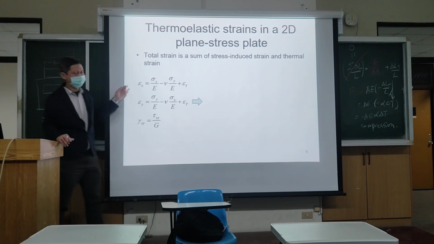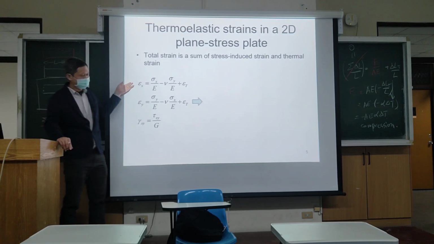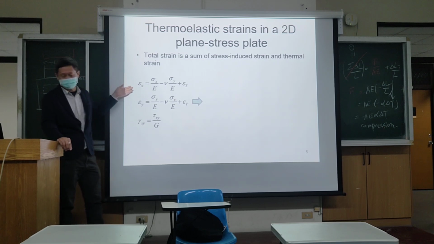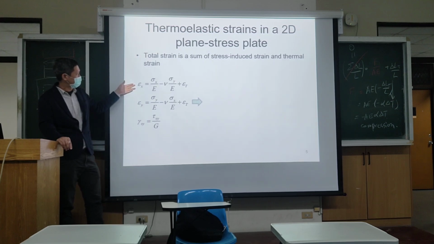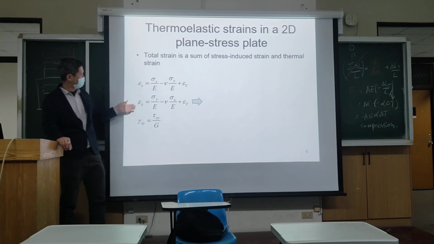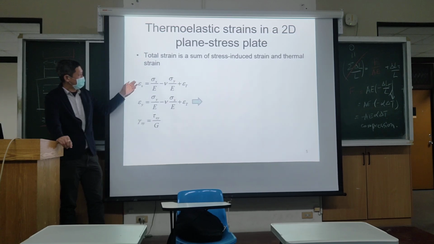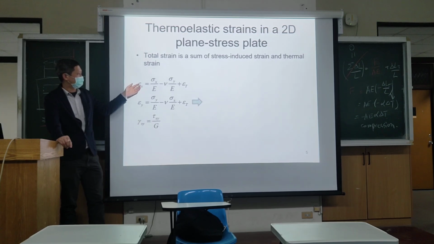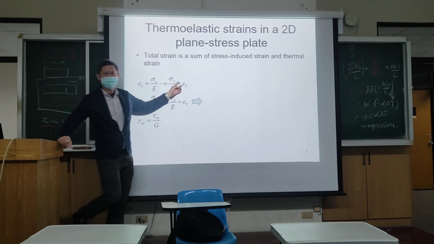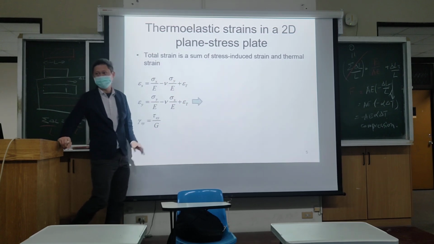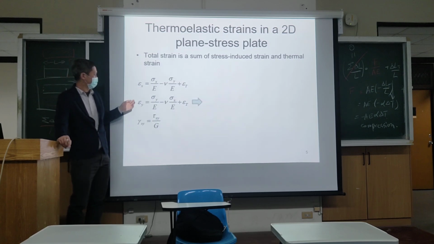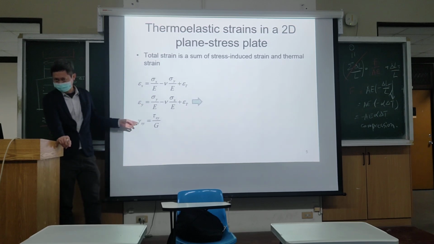Okay, so previously you learned about writing the 2D plate, 2D membrane constitutive equations. So you have the strain summation in the x direction, the strain summation in the y direction, and then you have the shear strain. Okay? So what's the difference between the elastic one and the thermoelastic one? The only difference is the additional thermal strain added in the x direction strain and y direction strain. So thermal expansion will not cause shearing.